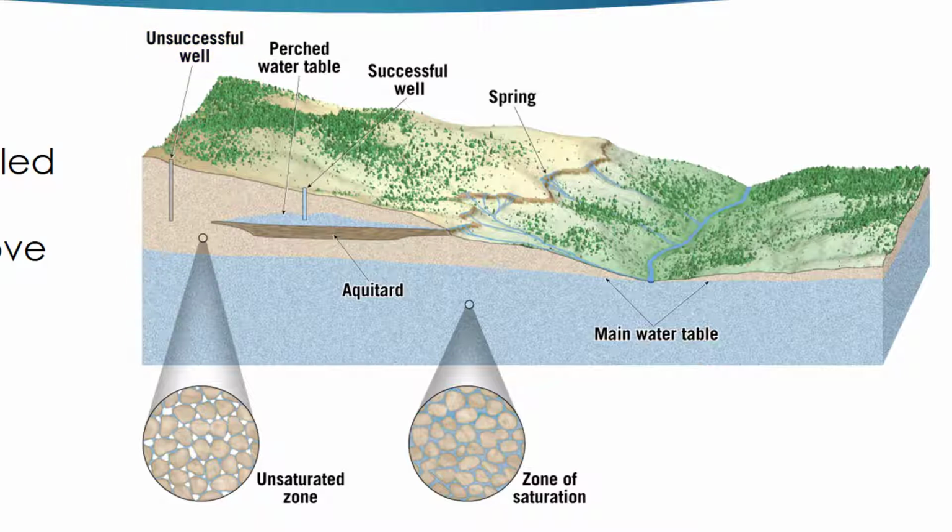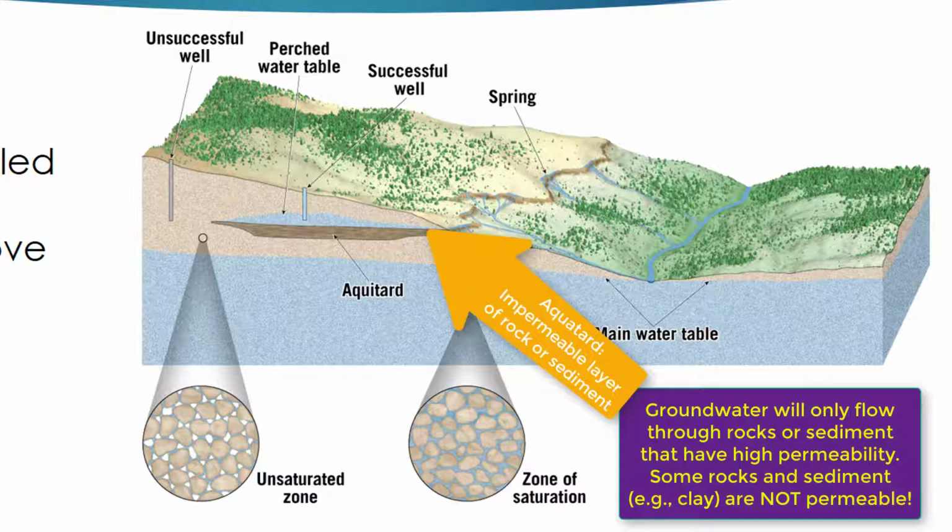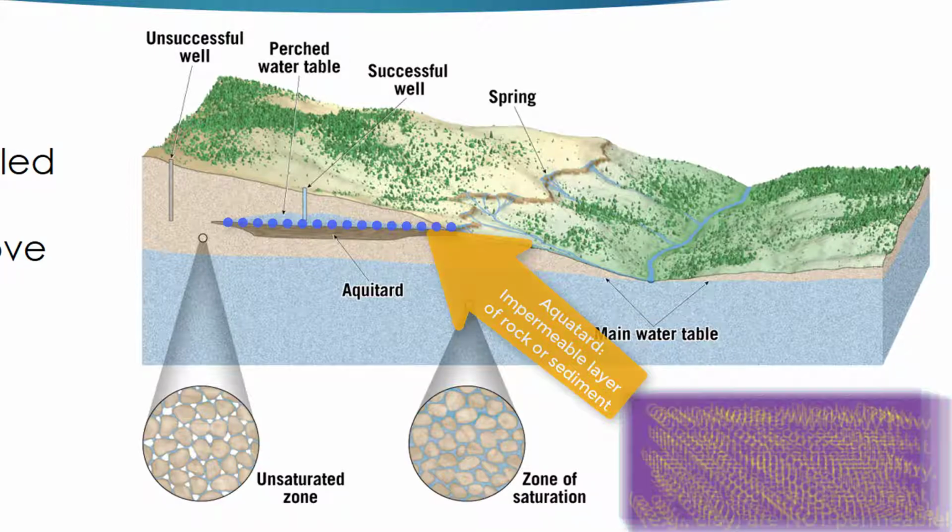Now, as you're probably familiar, not all rocks will be permeable, meaning not all rocks will allow water to flow through them. Impermeable layers such as clay will not allow water to move through them, and those impermeable layers are called aquitards. An aquitard can elevate the water table in a specific region, and in this image, if you look at the length of the aquitard, there's a perched water table sitting on top of it. So the successful well dug here would produce water.